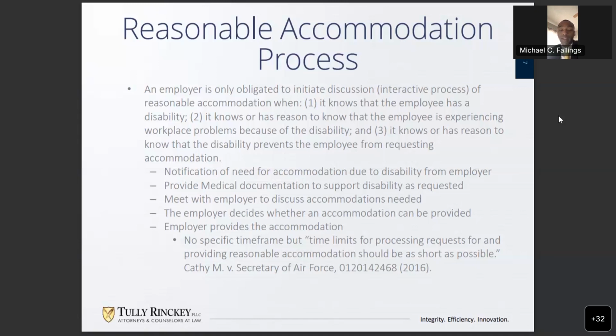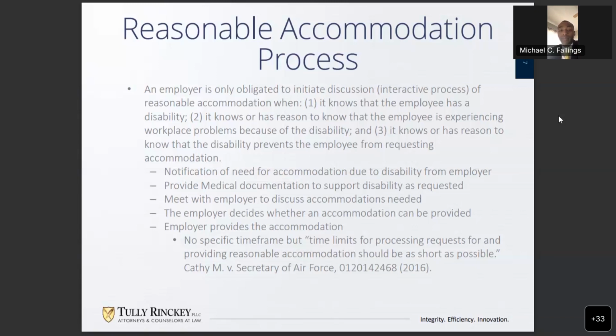There will be a meeting that the employer will request to discuss the accommodation. This is called the interactive process, where the employer meets with the employee who's requesting the accommodation to discuss the accommodations and why the accommodation is needed. Then the employer will make a decision on whether the accommodation will be provided, and provide the accommodation.